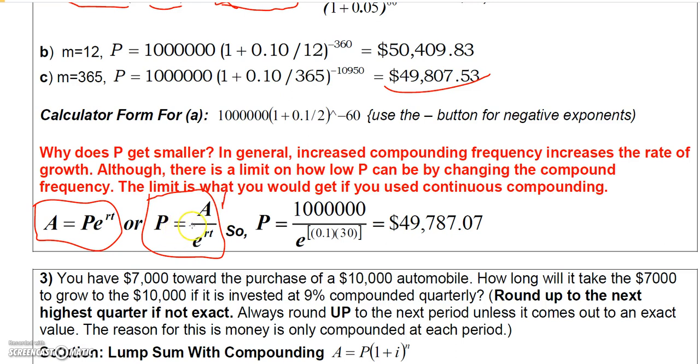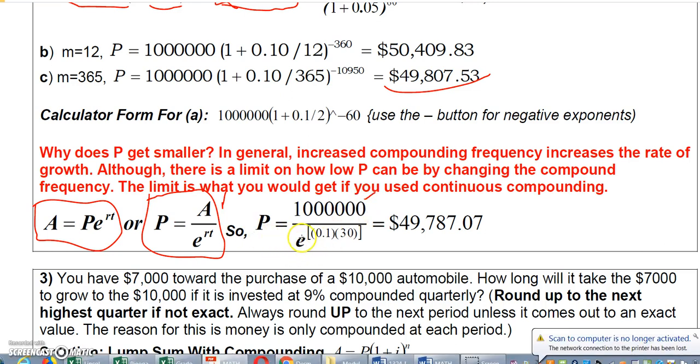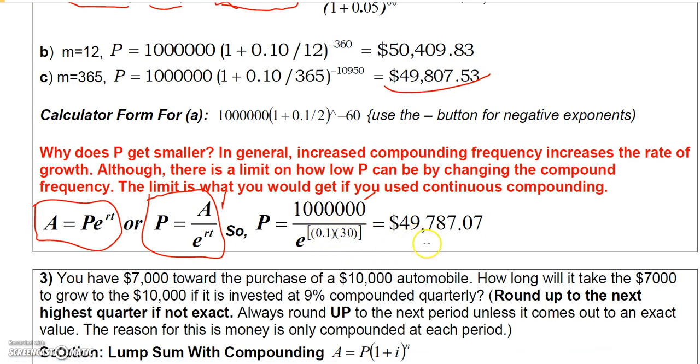So let's see how small I could make my investment so it would grow to $1 million if I had continuous compounding. Well, let's put in the million up here for the numerator, and then the denominator would be e to the 0.1 times 30. So there I would have e to the 0.1 times 30. Put that in the calculator, and I get $49,787.07. That is the smallest amount that you could deposit that would grow to $1 million in 30 years. But that would only happen if you could get continuous compounding.